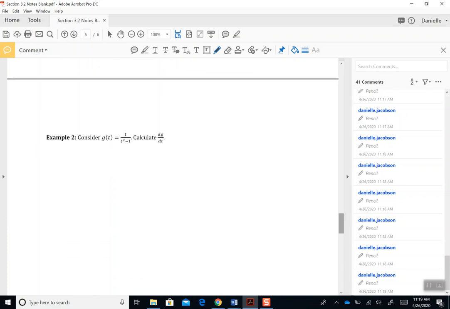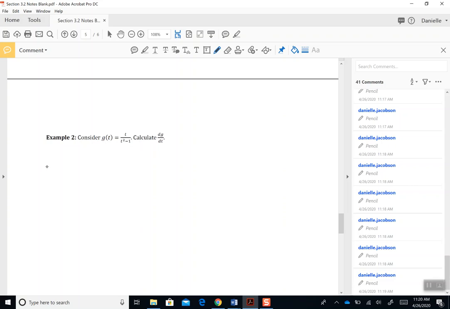All right, this time we have g of t is equivalent to t over t squared minus 1, and we're going to calculate dg dt. On this one, it looks like we're in Leibniz notation, so I'm going to stick with Leibniz notation. If I tried to write this as a product, I'd run into the same problem I did last time, so I'm not going to do that. I am going to use the quotient rule.